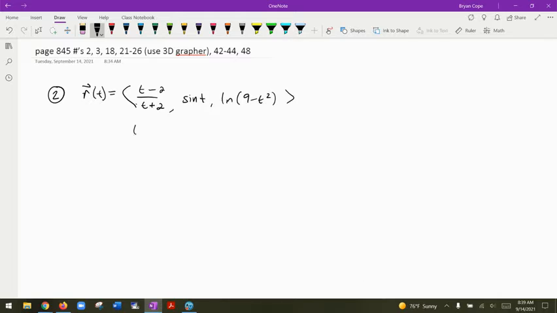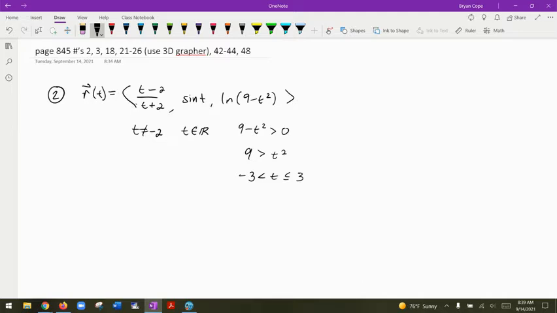So we know for our first component, t cannot equal negative 2. For the second component, the domain is that t can be any real number. And for the last, 9 minus t squared must be strictly greater than 0. So 9 is greater than t squared. So we know that t has got to be between negative 3 and 3.